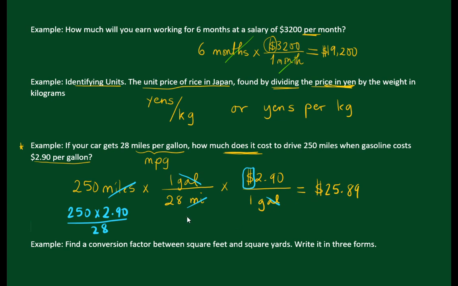Be careful with these forms. This is the form that we use when you see the word per. I see 28 miles per gallon, I write it in this form, or $2.90 per gallon, I write it in this form. The fraction can be flipped, it's totally fine, because they are the same. You can think of it as, for 1 gallon, we can go 28 miles, or, for 1 gallon of gas, we need to pay $2.90. So using these equations, you can write them down, or you can write them down directly.